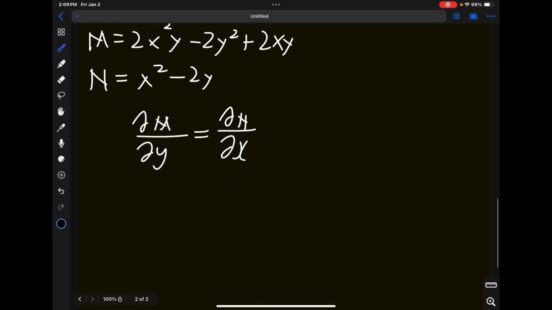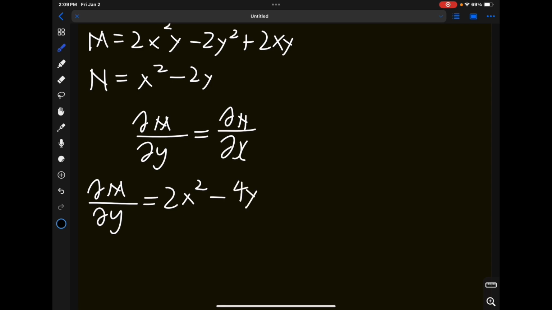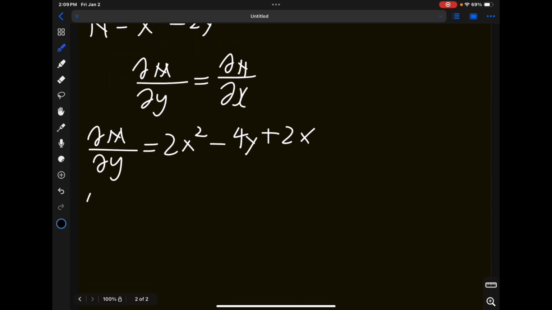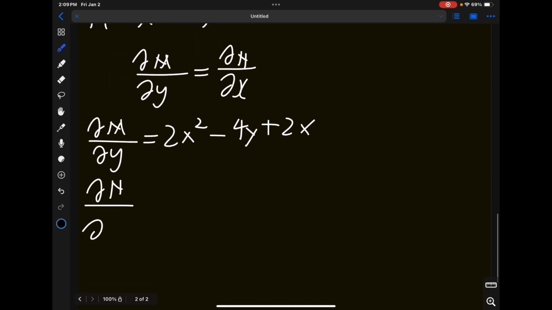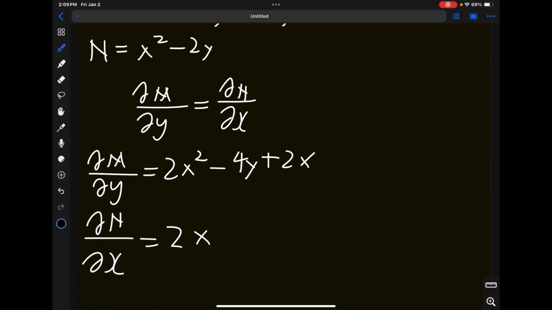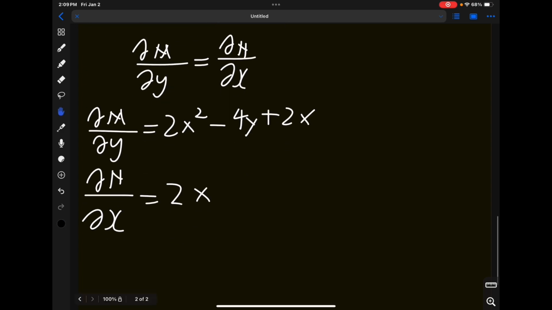So let us solve for the partial derivative of M with respect to y, which is 2x squared minus 4y plus 2x. And for the partial derivative of N with respect to x, it is 2x minus 0, or simply 2x. Now as you can see, they are not equal, therefore our DE is inexact.